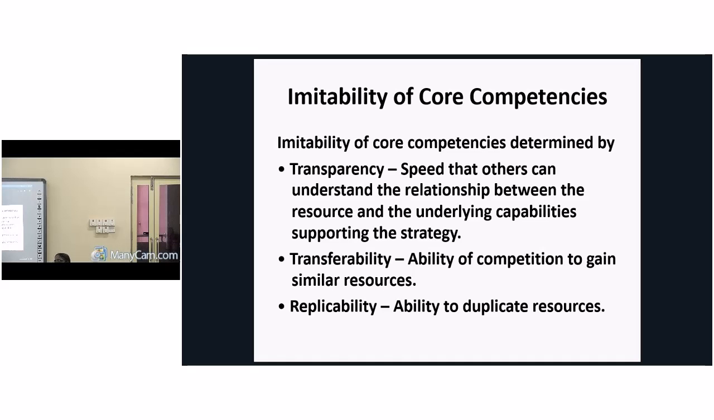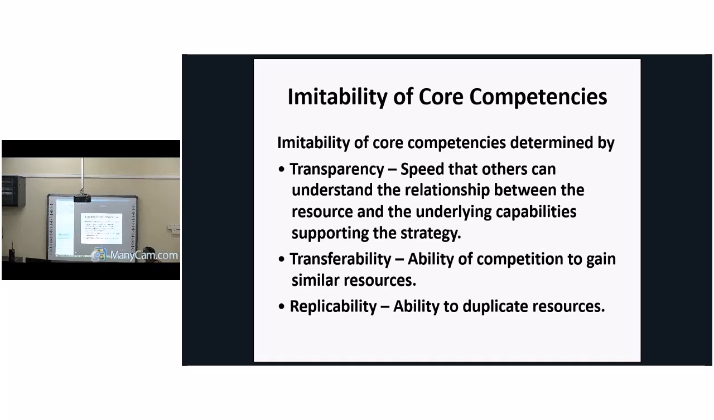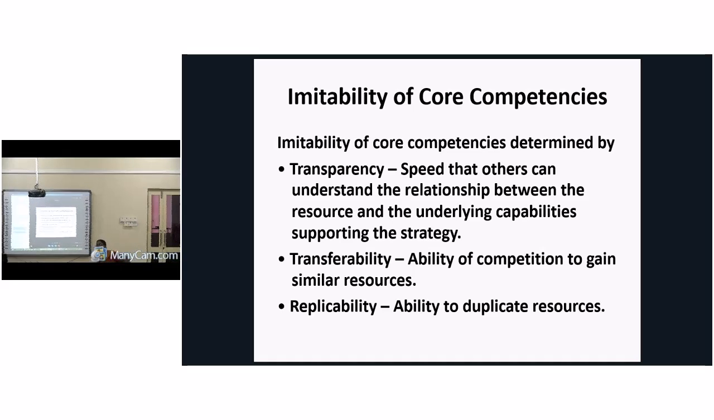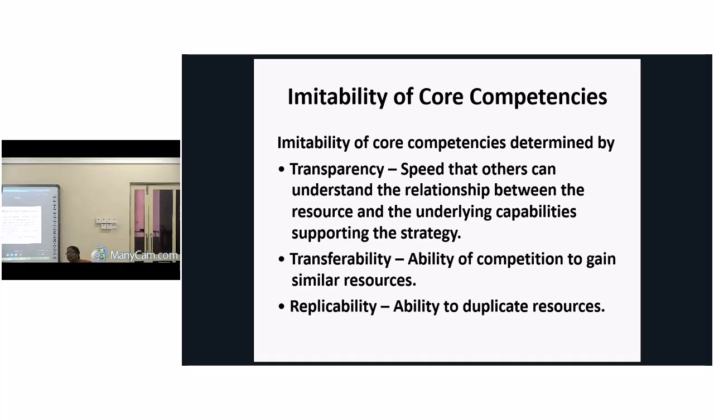If there is transparency in your core competencies, if your core competencies are transparent, imitability is there. So your competencies cannot survive, they have no survival.